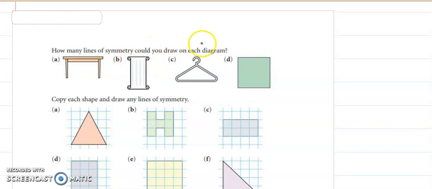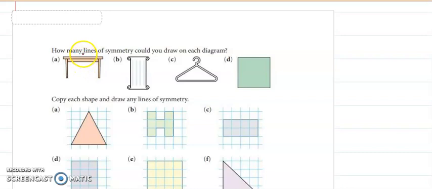So let's start. Here you can see on your screen, the first question is saying how many lines of symmetry could you draw on each diagram. In the first one we have A, B, C and D as the four diagrams, and we have to tell how many lines of symmetry we can draw in each diagram. A line of symmetry, we know, is the line which will divide the shape into two parts which are the mirror image of each other. It means they should be exactly the same, or in other words, if you fold the shape on that line, it will look like one shape. So this shape is symmetric.